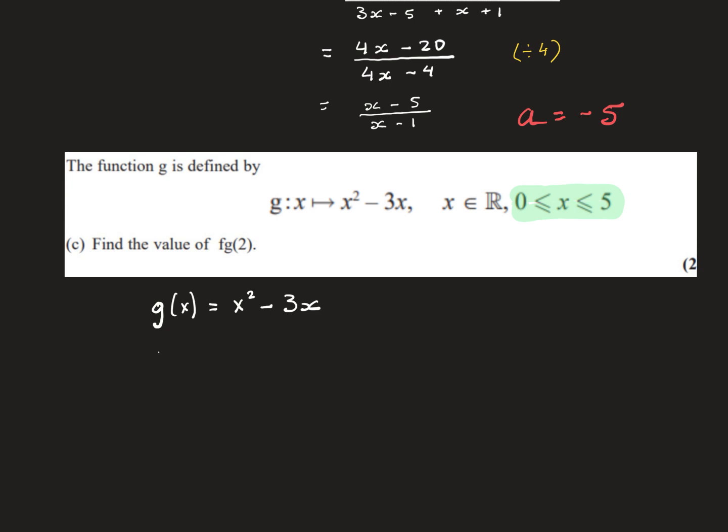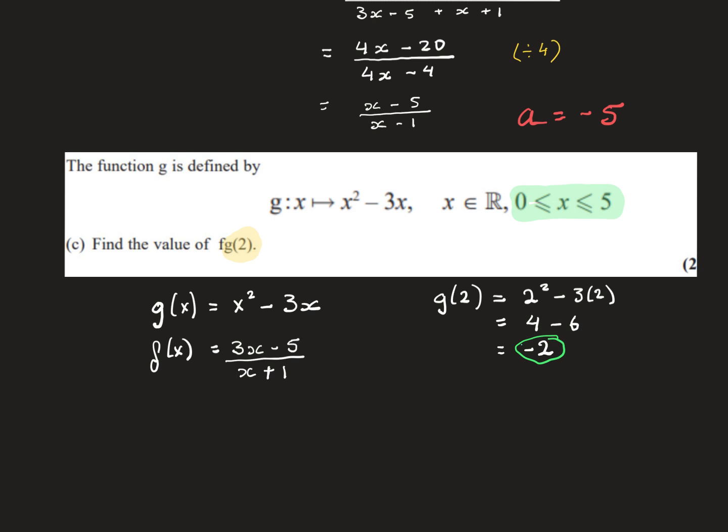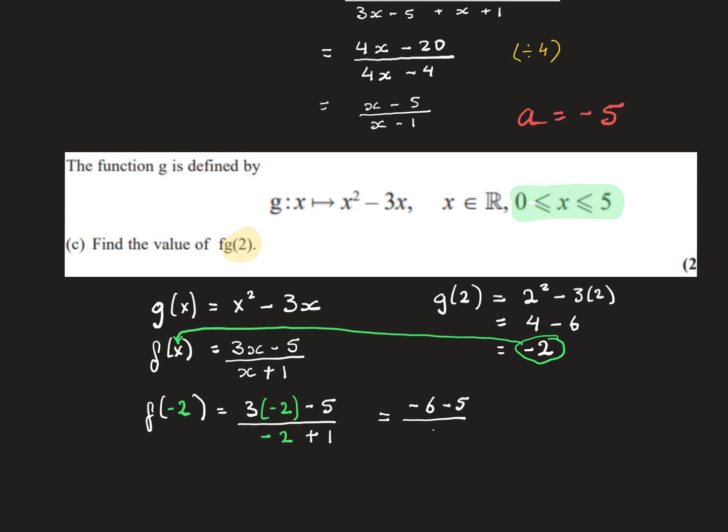And we also know that f(x) is equal to... firstly, let's have a look at what g(2) is, which will be 4 minus 6, and that'll be negative 2. So this negative 2 now, we'll need to insert it into this x. Minus 1, and that's minus 11 over minus 1, which is 11. And that's the answer. Let's just put it down here properly.